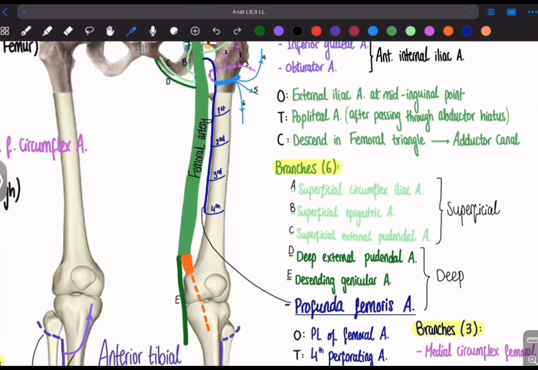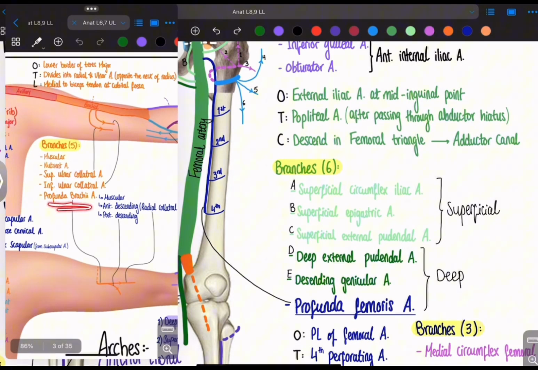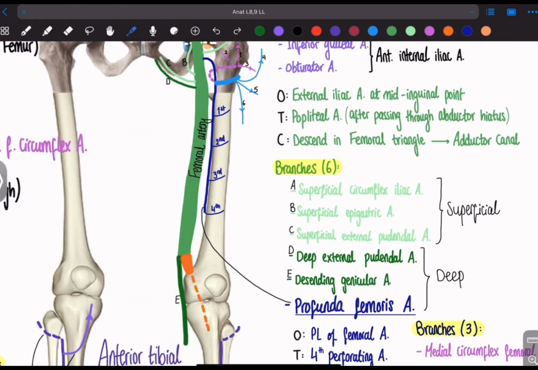The third and last branch of the femoral artery is what? The profunda femoris. And if you remember from the upper limb, we had the profunda brachii, and I said it's a very, very important branch. So remember, anywhere you find profunda, that means it's a very important branch. Here we have the profunda femoris, and it's a very important branch as well, okay? So we're done with all the branches of the femoral artery.